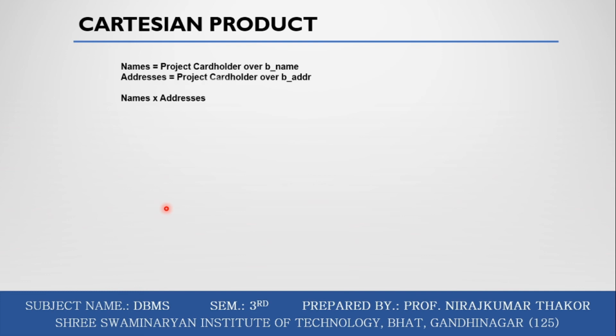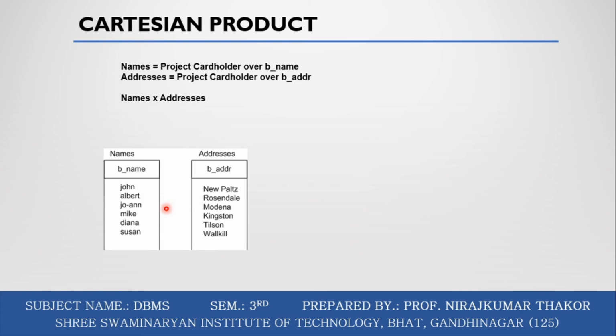Now let's check another example. Names is equal to project card holder over B name, and address is equal to project card holder over B address. It means we have names cross address.